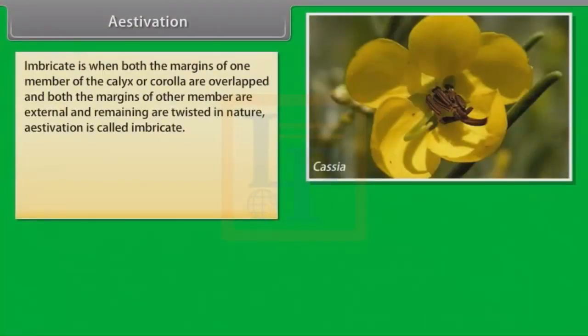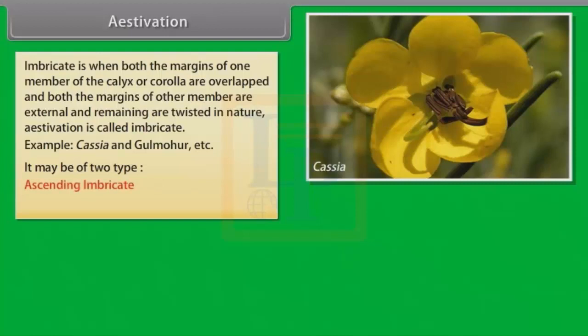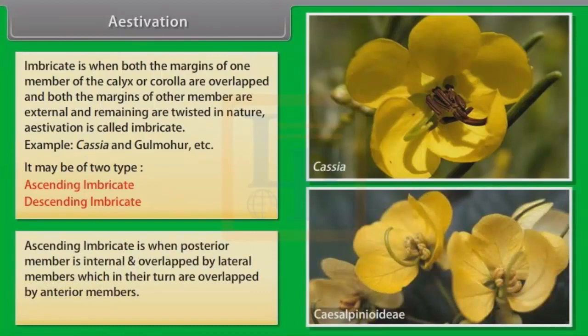Imbricate is when both the margins of one member of calyx or corolla are overlapped and both the margins of another member are external and the remaining are twisted in nature. Estivation is called imbricate. Example, cassia, gulmohar, etc. It may be of 2 types: ascending imbricate, descending imbricate. Ascending imbricate is when the posterior member is internal and overlapped by lateral members, which in their turn are overlapped by anterior members. Example, Caesalpinia.